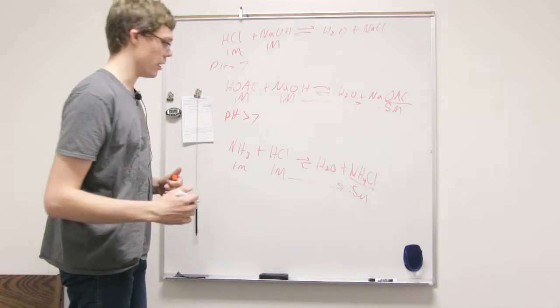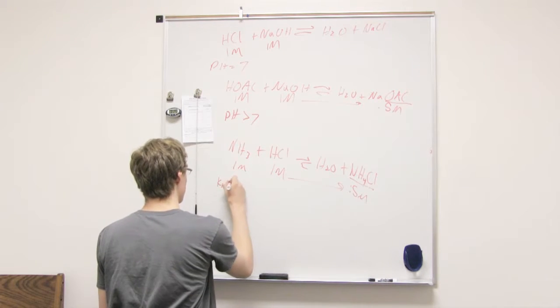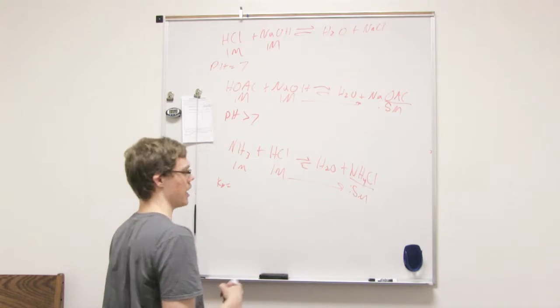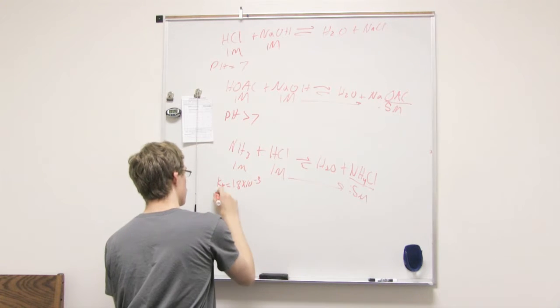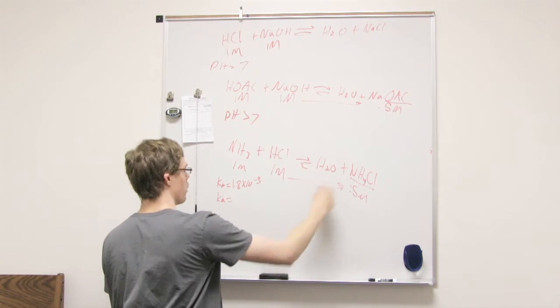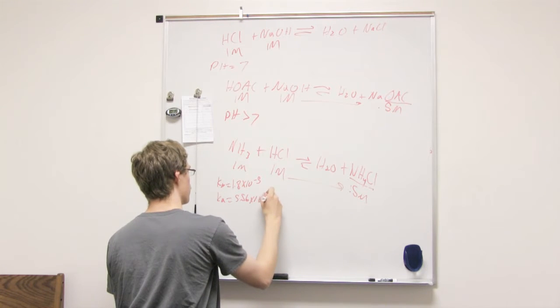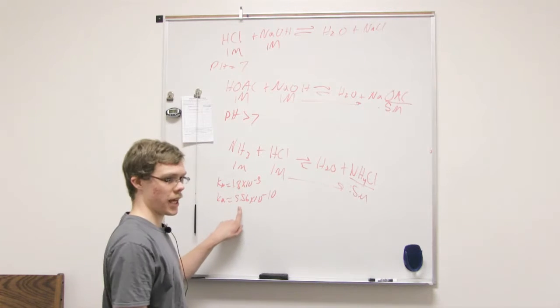We can actually figure this out by what I'm trying to explain. So the Kb of ammonia, do you know what it is? Nope. It's 1.8 times 10 to the negative fifth. Which means our Ka for ammonium would be 5.56 times 10 to the negative 10th. So that's a weak acid though.